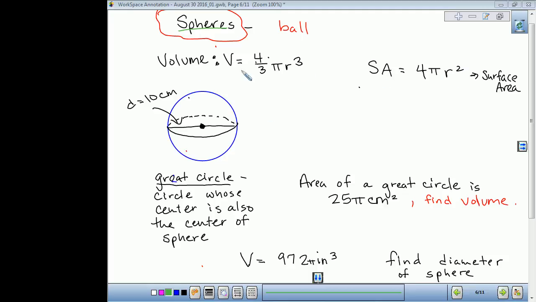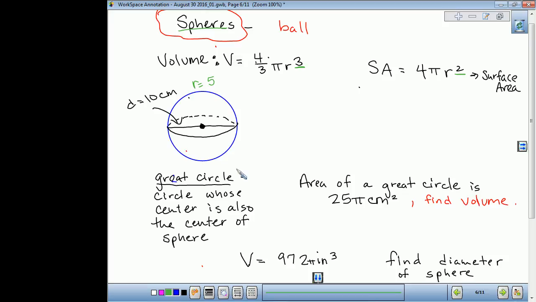Volume measures 3 dimensions, and we have the 3. Area measures 2 dimensions, and we have the 2. Okay? So here we have a sphere, and its diameter is 10. Well, the formula doesn't use diameter, so if the diameter is 10, what is the radius?